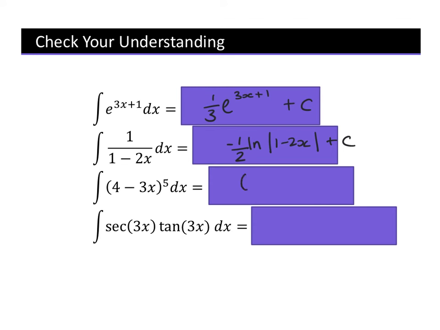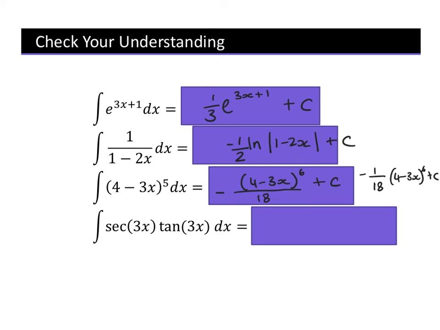For the next one, we're going to have 4 minus 3x, increase the power by 1, 6, divide it by 6, plus c. But then we also need to divide by the differential of the bracket, so a 6 divided by minus 3. This is going to become minus 18. It's going to be minus 18, or you could write it as minus 1 over 18 lots of 4 minus 3x to the power of 6 plus c.